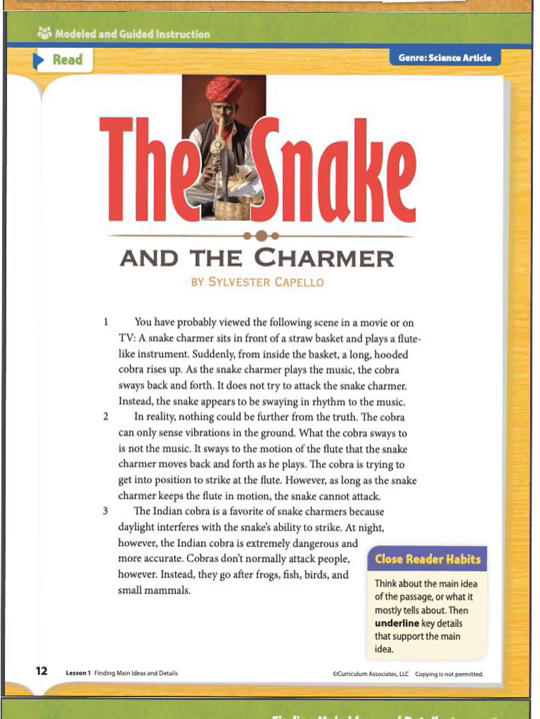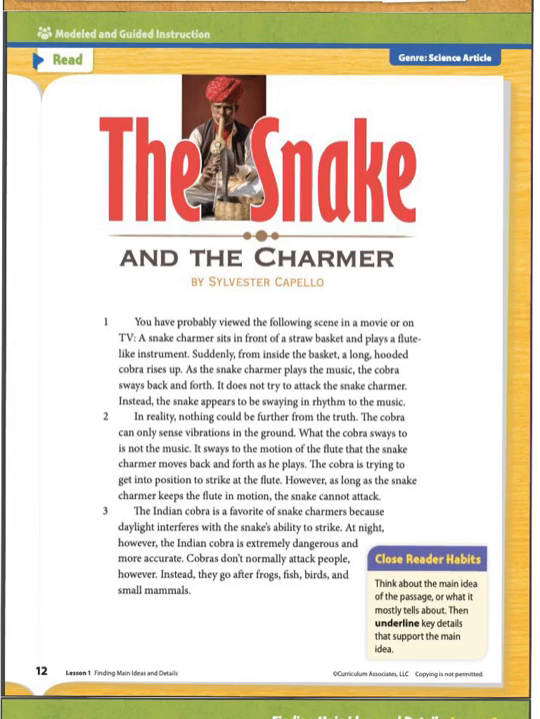Now we're going to look at a different passage called The Snake and the Charmer by Sylvester Capello. As we read this text, think about a sentence that sums up what the entire text is about and be looking for details that support it. You have probably viewed the following scene in a movie or on TV. A snake charmer sits in front of a straw basket and plays a flute-like instrument.